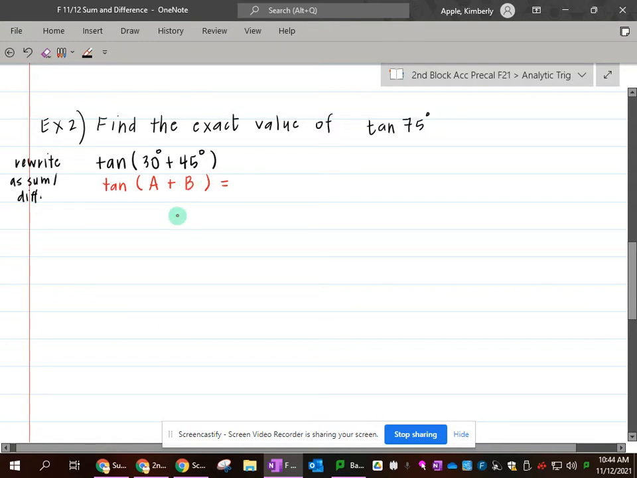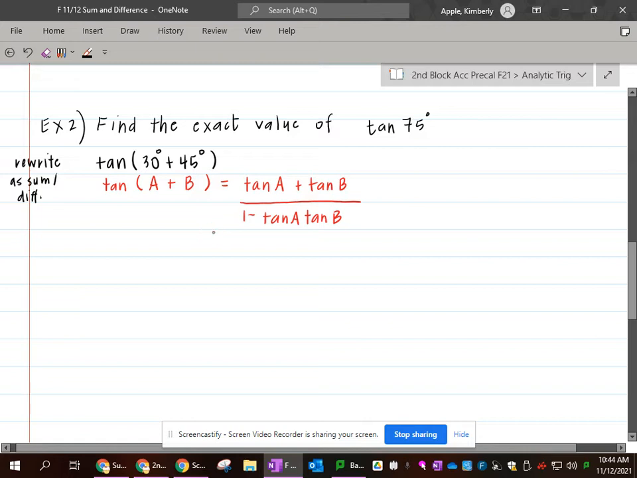This is tangent of a plus b. And that is equivalent to tangent of a plus tangent of b. And this is why I wanted you to have your formula sheet out so you could kind of see how I was selecting the appropriate formula. 1 minus tangent a times tangent b. Because I'm sure you can anticipate at this point, this one's going to be a little uglier than the last one because it's got some fractions in there.